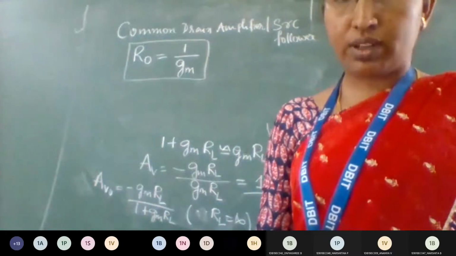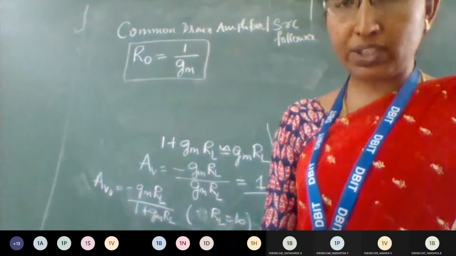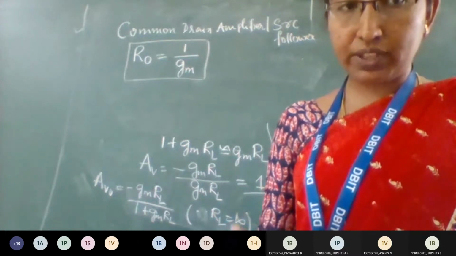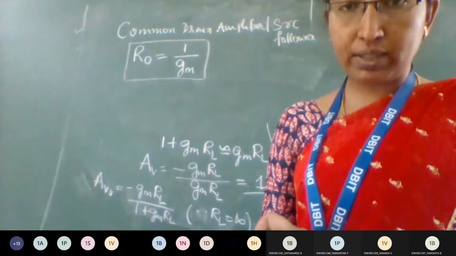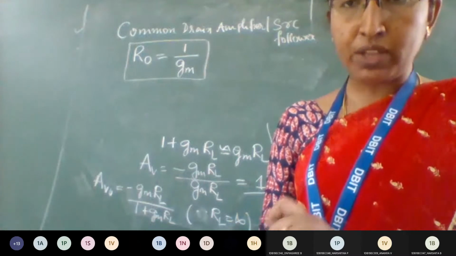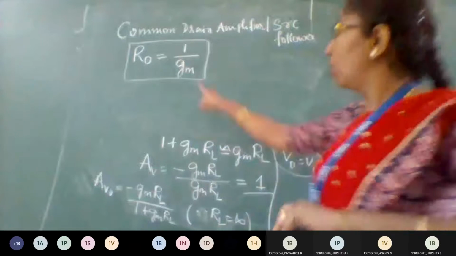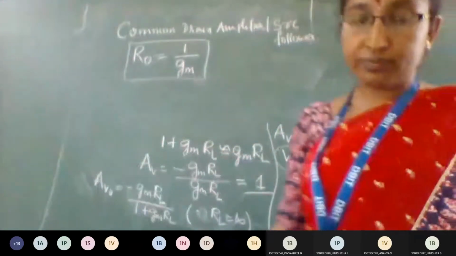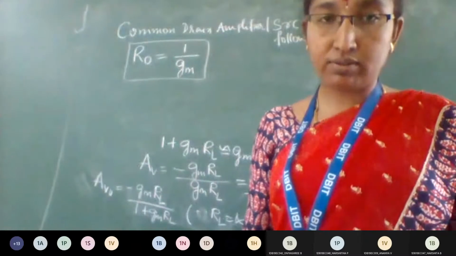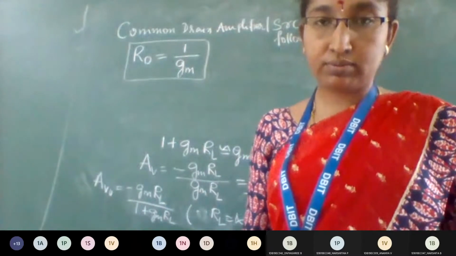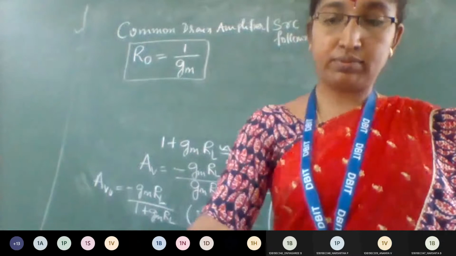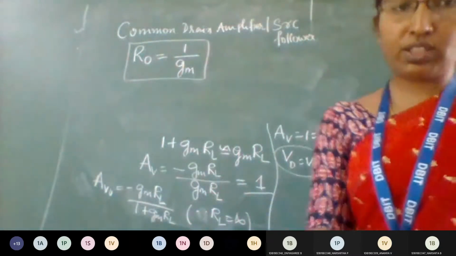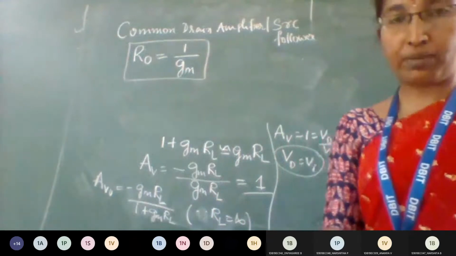So can you tell me the characteristics of a common drain amplifier now? What is the first feature? Input resistance is infinity, meaning high input resistance, low output resistance, unity gain. So these are the features of the common drain amplifier.